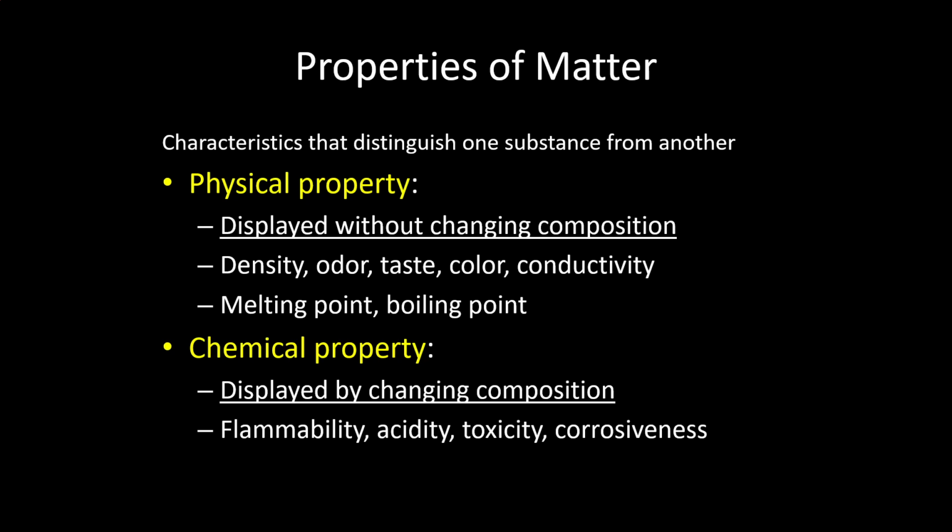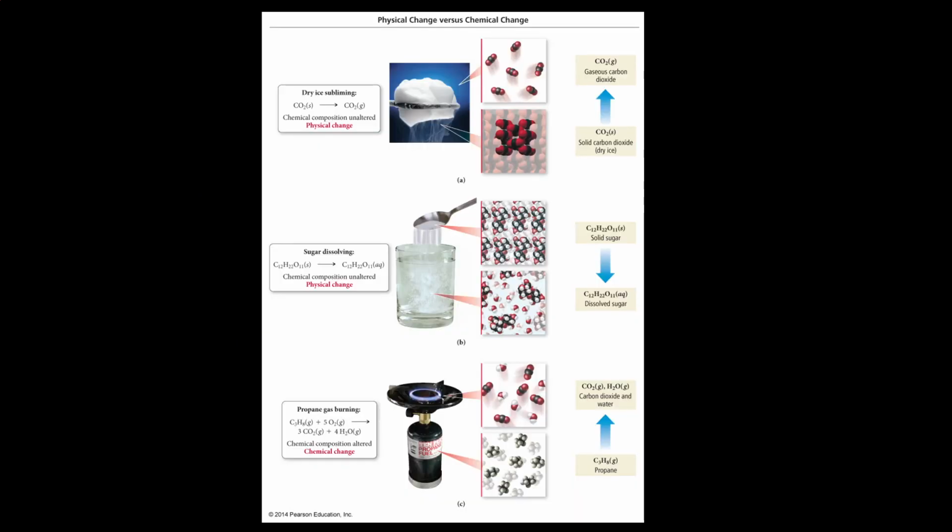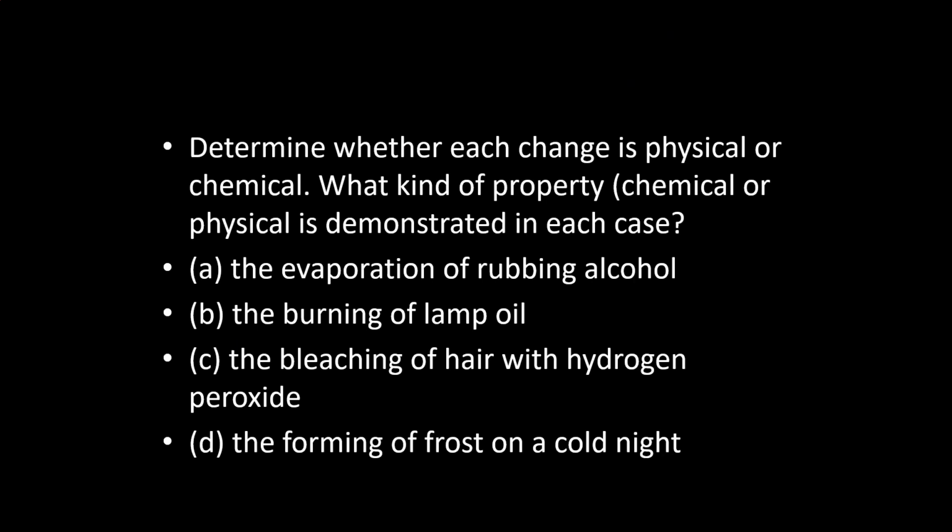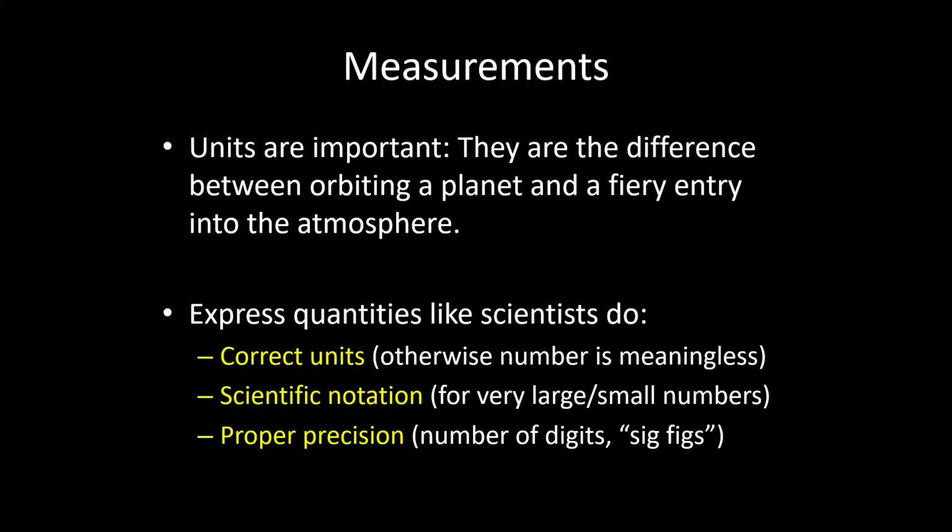Because there are very few things. Every once in a while there's one or two things where it can be kind of hard to tell whether it's a physical or chemical property, but for the most part, if you understand what a physical property is, something that is displayed without changing the composition, and that a chemical property is something that is displayed by changing the composition, then for almost everything, it's pretty easy to tell whether something is physical or chemical. Okay, so that's just more of the same stuff there.